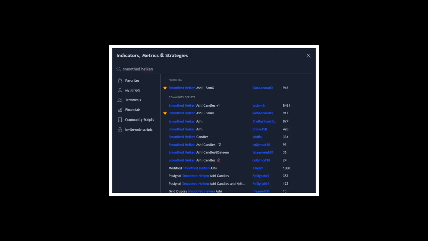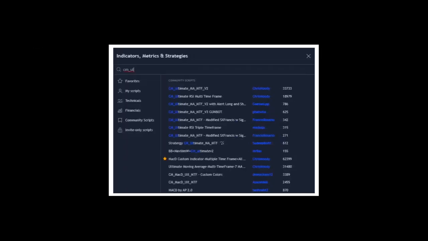Now, getting onto the important indicators, we have two more to add to our chart. The second indicator we'll be adding is the Smoothed Heiken Ashi indicator by Sam X. I've used this a couple times on the channel now, and it is really good at predicting trends and is very consistent with all the strategies I have used it for. Finally, go up to indicators again and type in CM_U. And it's the CM Ultimate MA indicator by Chris Moody. You can see this is a very popular indicator, and in a minute I'm going to show you exactly why.